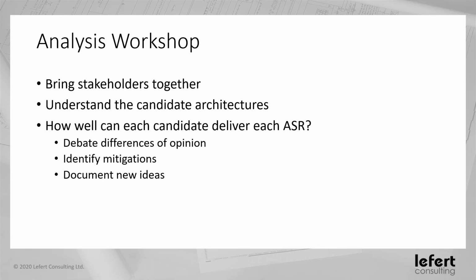Everyone needs a certain understanding of the architecture or architectures to be analyzed. Perhaps this can be done by correspondence in advance or in presentations at the beginning of the workshop. Next, work through the requirements and agree the extent to which the architecture or architectures can deliver them. Debate differences of opinion. Make note of smart ways to mitigate problems or alternative solutions to particular components. I've seen a workshop come up with a new architectural option on the day that appeared to be much better than the 3 candidates the team had spent ages developing ahead of the workshop.